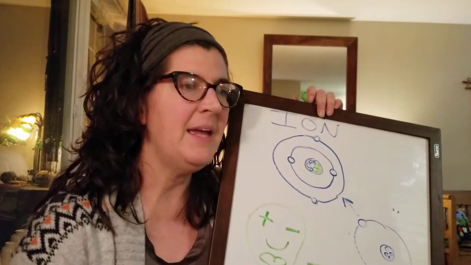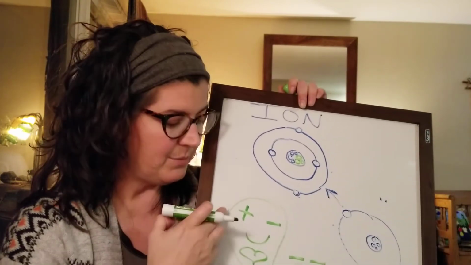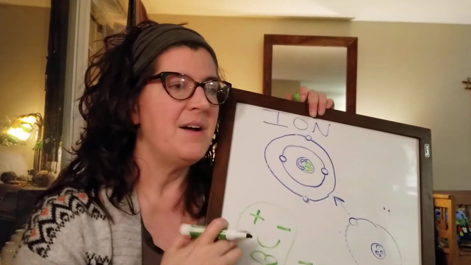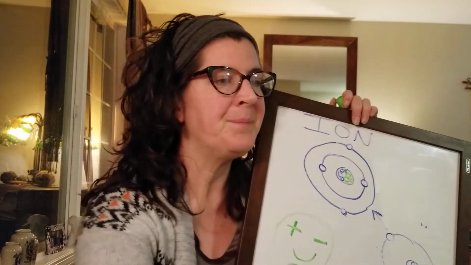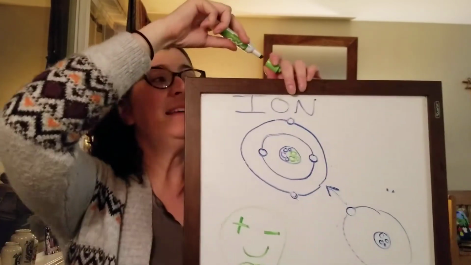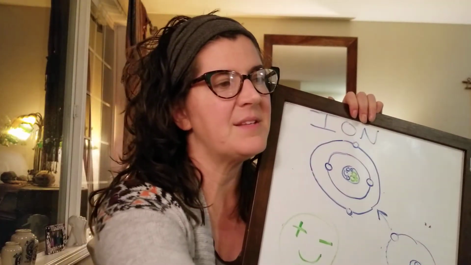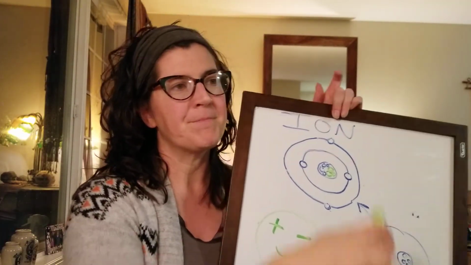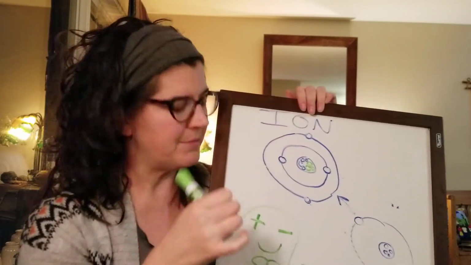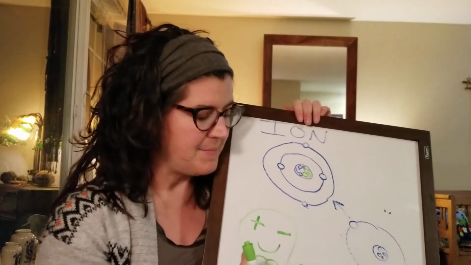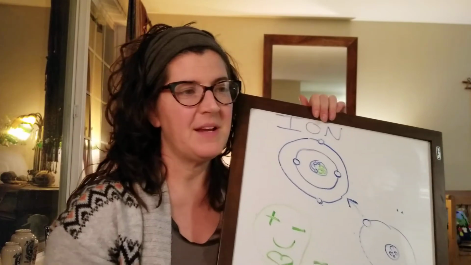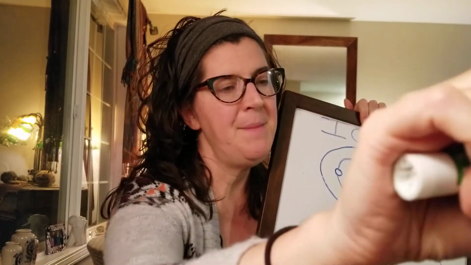All right, and an ionic bond is when you've got this going on. And so this makes them neutral in the end, because they cancel each other out. So they don't end up being positive or negative because they cancel each other out. Okay?